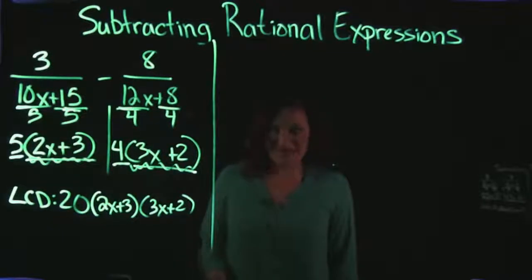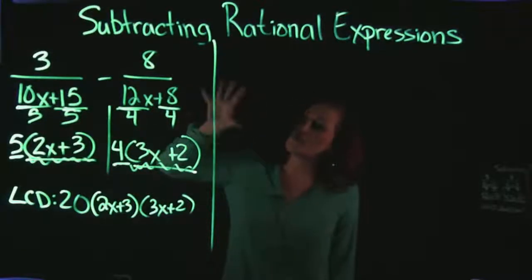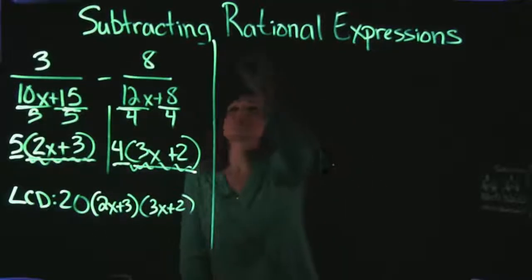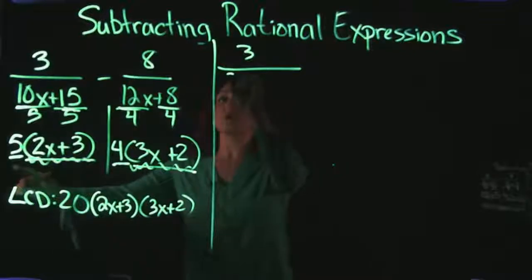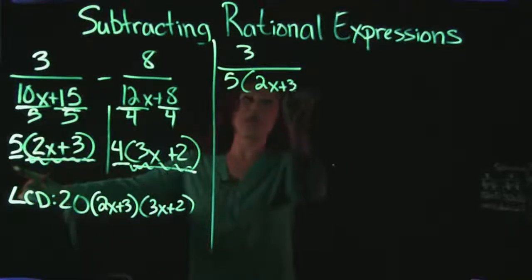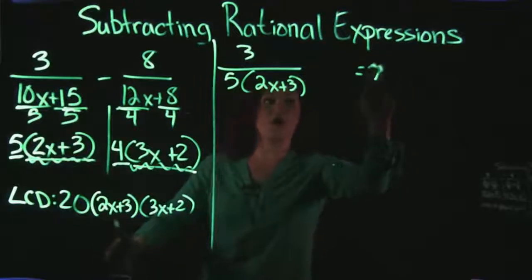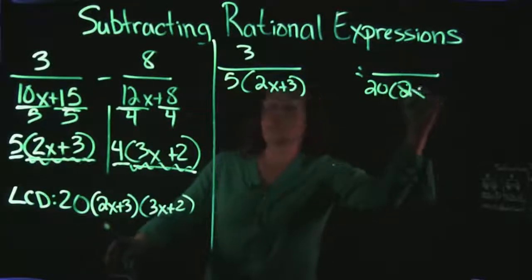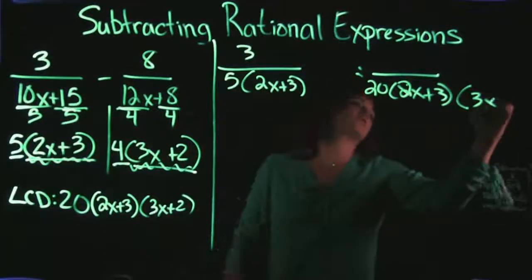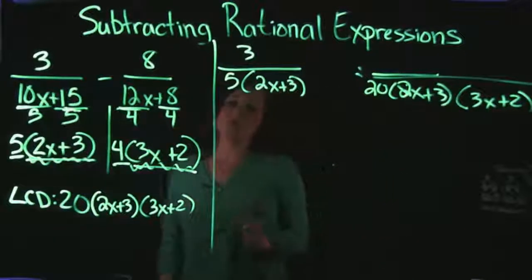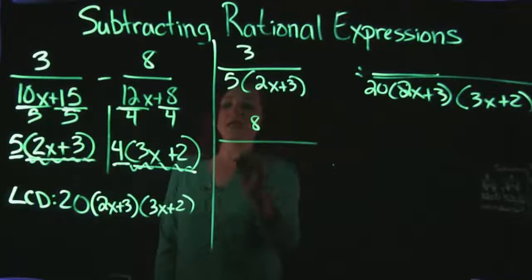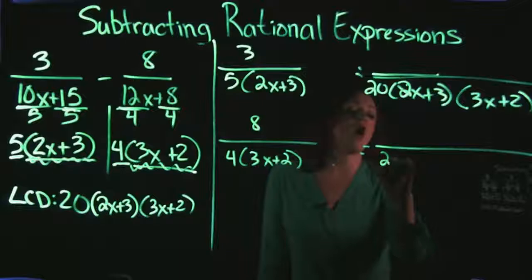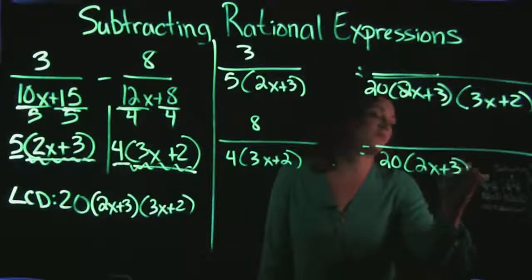That brings us to step 2, which is taking our current fractions and converting them to have our common denominator. So we're going to take 3 over, we're going to want to use our factored denominator, and we want to convert this to have our lowest common denominator of a 20 times 2x plus 3 times 3x plus 2. And then we're going to want to do the same thing for our second fraction, 8 over 4 times 3x plus 2. And we're going to convert that to also have our common denominator.